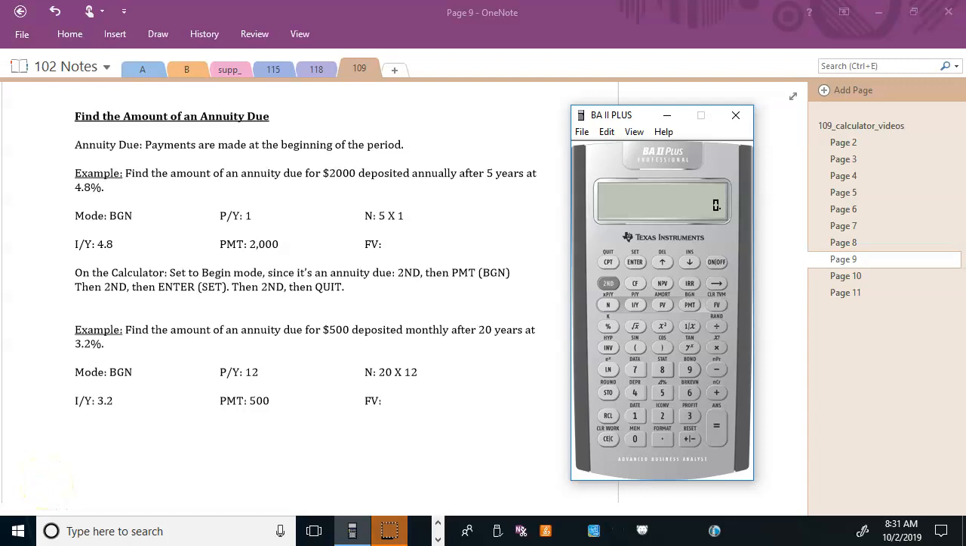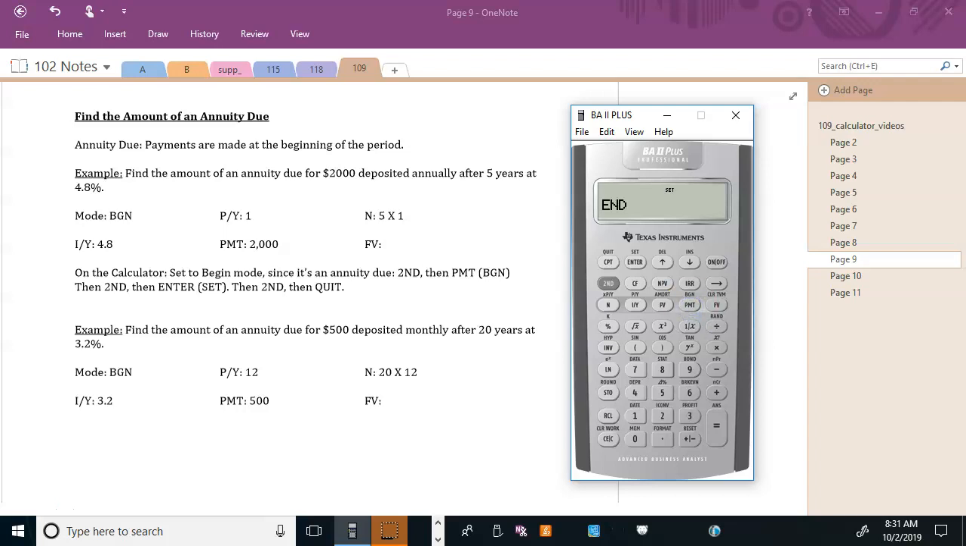Finding the amount of an annuity due on the Texas Instruments BAII Plus calculator. Now, the only difference between an annuity due and an ordinary annuity is that ordinary annuity payments were made at the end of the period, and annuity due payments are made at the beginning. So I need to be in begin mode. If I hit second PMT, that's got that BGN on top of it, that will set my mode.